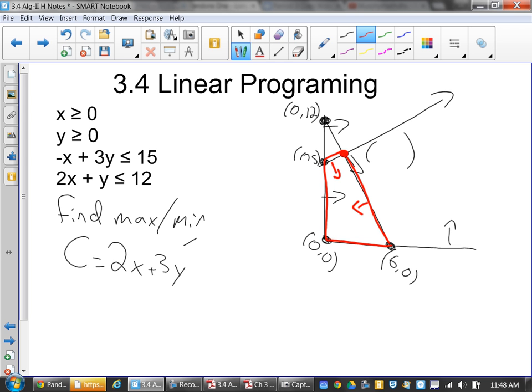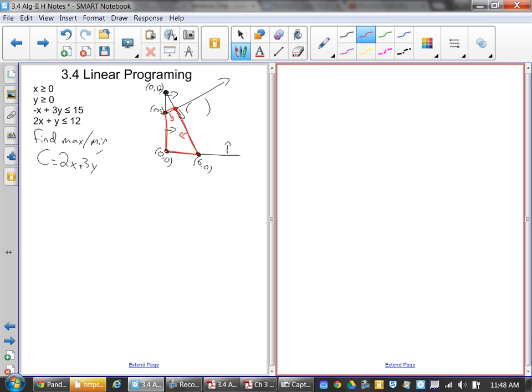In order to find that one, that's where the two equations, negative x plus 3y is less than or equal to 15, and 2x plus y is 12, intersect. So you need to solve the system of equations. Let me show you. We're going to solve the system of negative x plus 3y is 15, and 2x plus y is 12. When solving these, I put them as an equal sign because I'm just looking for where those two lines run into each other.